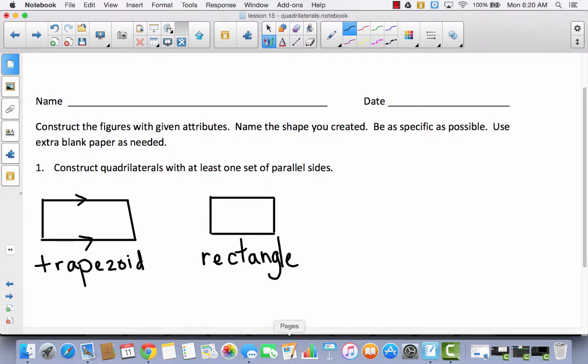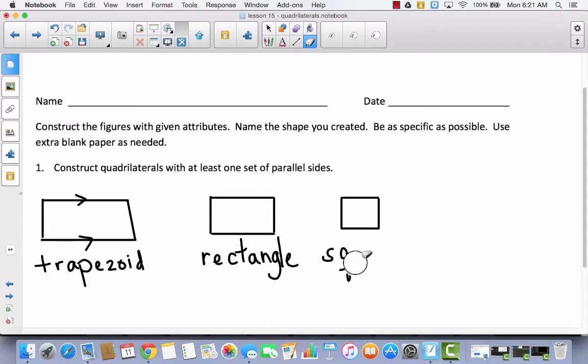Okay? All right, what about this figure? What if it had four equal sides like this? What would you call this quadrilateral? You would call it a square. Can you think of any more?